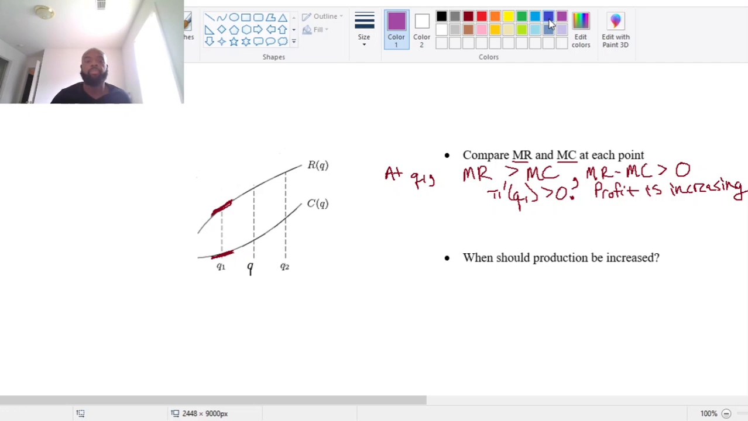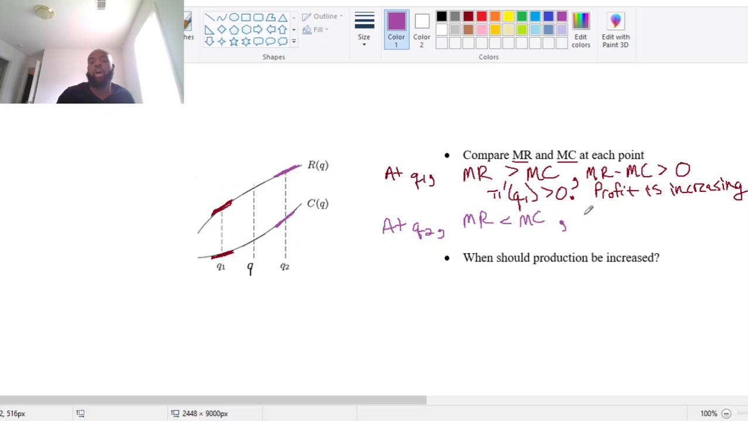Let's go to Q2, right? At Q2, our marginal cost is the slope of the tangent line at Q2, which is the slope of this tangent line. And then marginal revenue at Q2 is here. The slope of the marginal cost tangent line is greater than that of marginal revenue. And so we know that marginal revenue here is less than marginal cost, right?